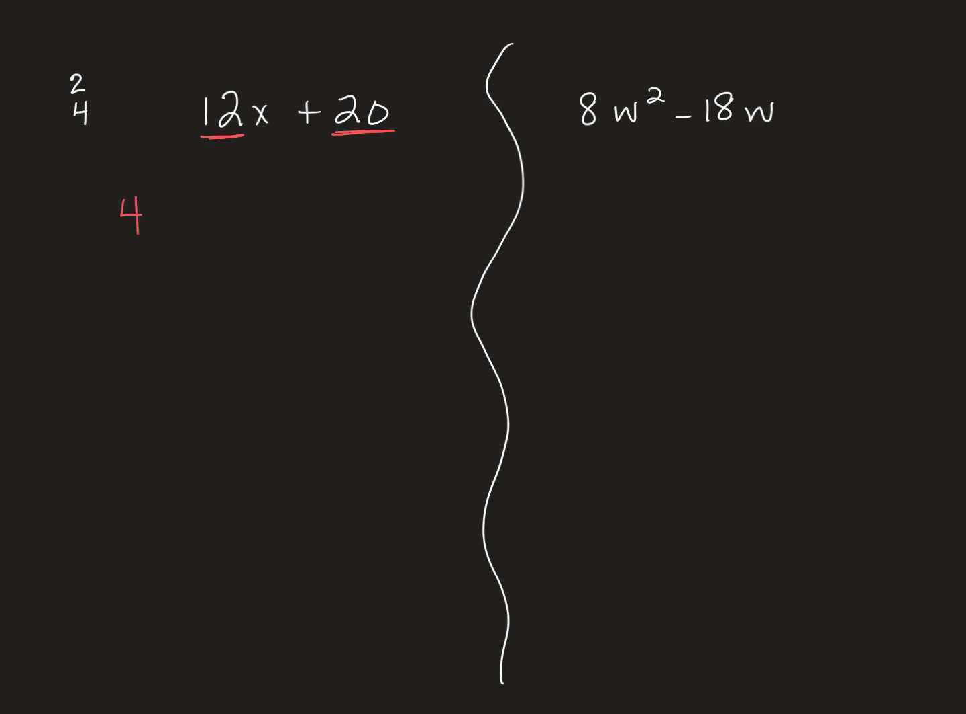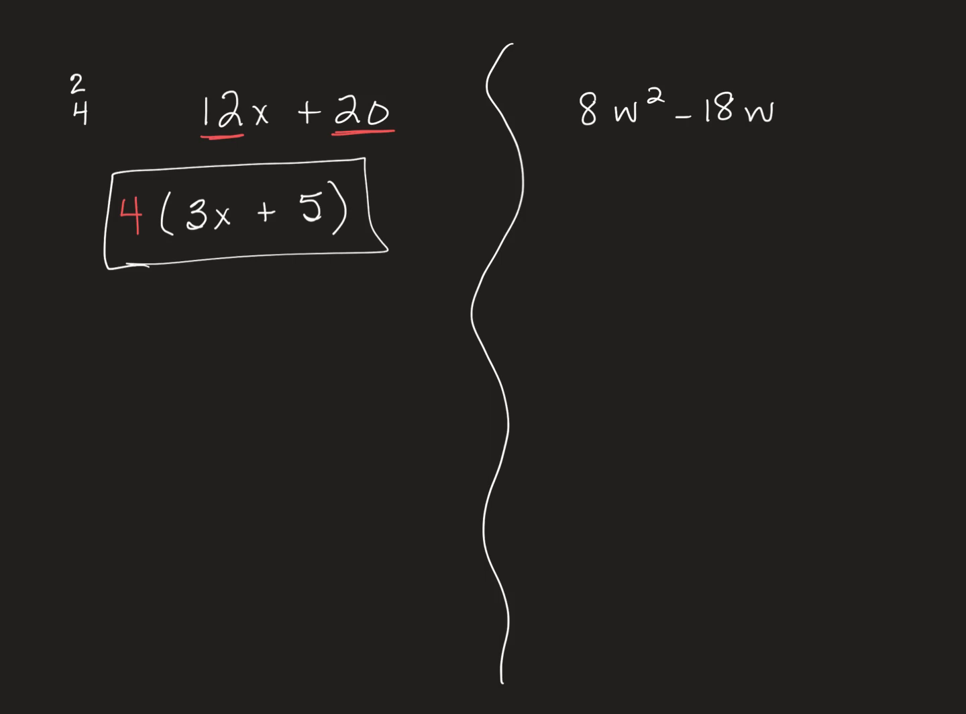Only the 12 has an x, the 20 does not. So there's no variables in common. So 12 divided by 4 is 3, and we're going to put the x, plus 20 divided by 4 is 5, and there it is. That is your factored form.